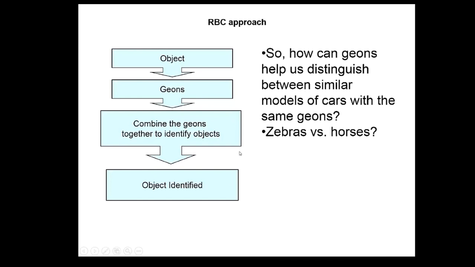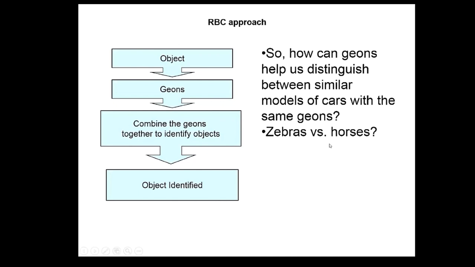Now, how can geons help us distinguish between similar models of cars, for example, that might all have the same geons? I mean, if you are driving on the road, you look around when you're stuck in traffic, and I bet you a lot of the cars look really similar. So, can RBC, recognition by components, explain how we recognize the difference between a Toyota versus a Honda versus a Ford SUV? It might be really difficult because many different types of cars probably have the same geons because they have the same shape.